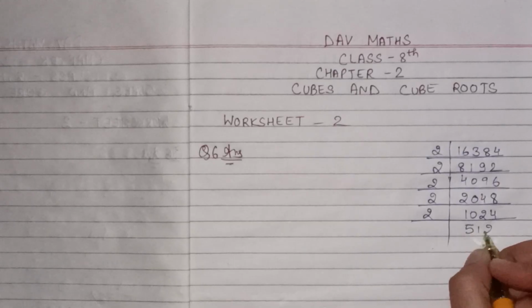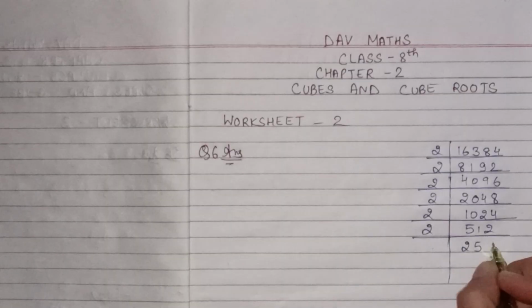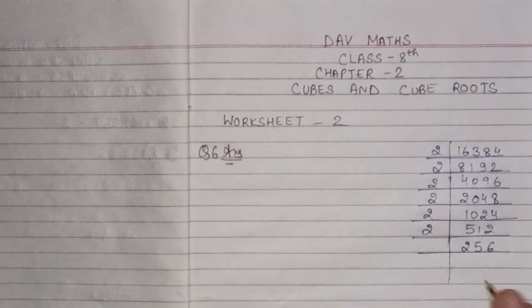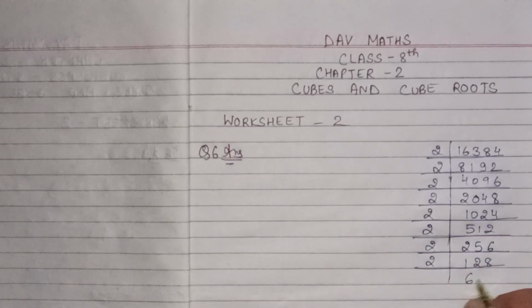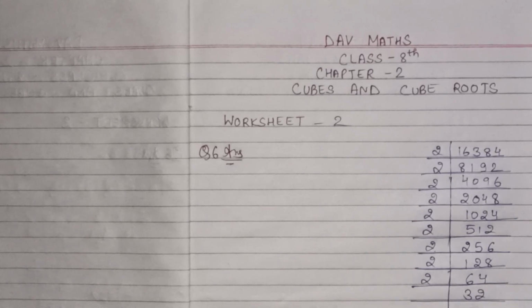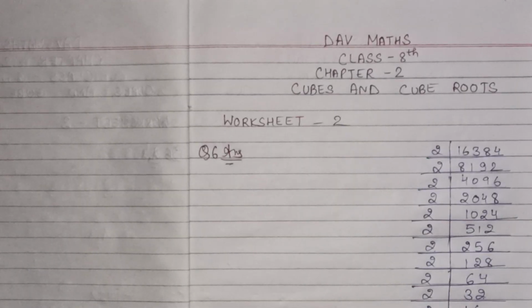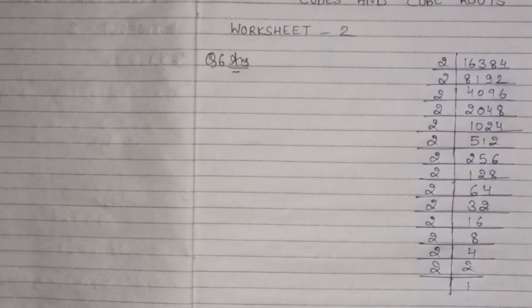2 5s are 10, 2 1s are 2, 2 2s are 4, again divisible by 2, 2 2s are 4, 2 5s are 10, 2 6s are 12, again divisible by 2, 8 again divisible by 2, 4 at the ones place, again divisible by 2, 2 3s are 6, 2 2s are 4, then again divisible by 2, 2 1s are 2, 2 6s are 12, 2 8s are 16, 2 4s are 8, 2 2s are 4, and 2 1s are 2. Here our remainder is 1. Now we have to stop here.